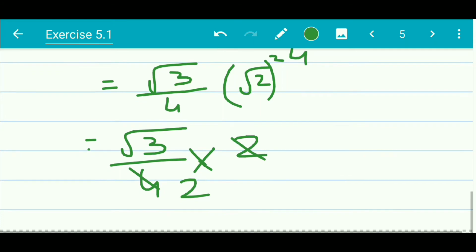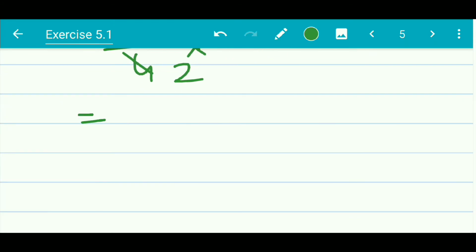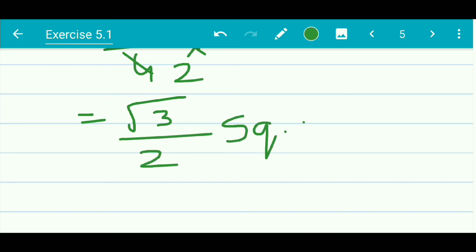Like I tell you, each time when you write the area, don't forget to write the units. In this case, it is √3/2 square units because it carries marks. So thus we get the answer for this particular sum.